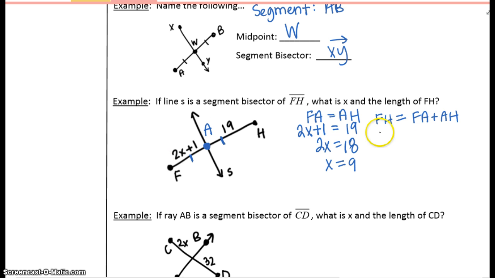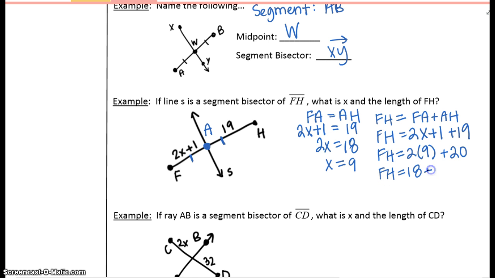So what I would have noticed is that FA is 2x plus 1, and AH is 19, and I would have put them in right here. So 2x plus 1, and then plus 19. We know what x is because we just found it. X is 9. So FH equals 2 times 9, and then let's go ahead and add the 1 and the 19 together. So plus 20. All right, well, what's 2 times 9? 2 times 9 is 18. So we've got 18 plus 20, which is, what is that one? That's going to get you 38. And FH is 38. So you've answered both of the questions then, okay?